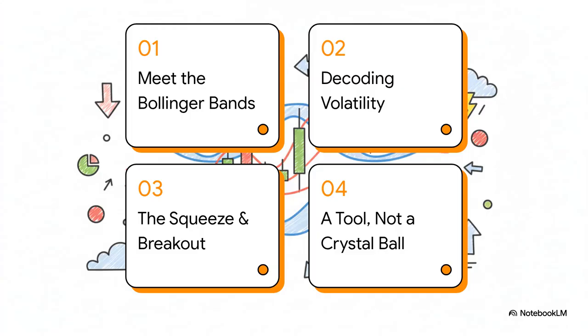So here's what we're going to cover. First up, we'll get to know the bands themselves and what they're made of. Then, we'll dig into how they help us actually read market volatility. After that, we'll walk through a really common trading strategy called the squeeze and breakout. And finally, and this is super important, we'll talk about their limitations, because no tool is a magic bullet.